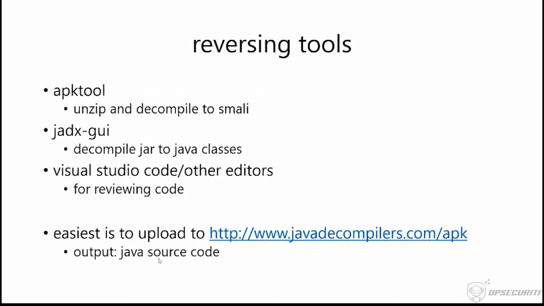So reversing tools, as mentioned before, are apktool, jadx-gui, and then Visual Studio Code. That's what I use for reviewing the code. And actually, you don't really have to install all these tools. If you want to decompile quickly, like from your phone, there's an application called Show Java. Show Java can actually decompile APKs on your phone. Another way is if you can extract the APK from the phone, you can upload it to javadecompilers.com/apk. This will actually show the Java source code.